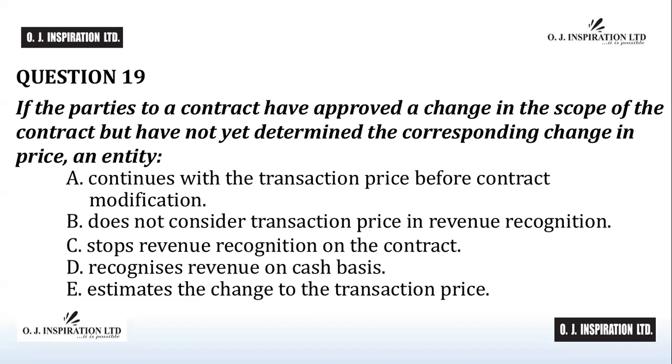Question number 19. If the parties to a contract have approved a change in the scope of the contract, but have not yet determined the corresponding change in price, an entity: A. continues with the transaction price before contract modification. B. does not consider transaction price in revenue recognition. C. stops revenue recognition on the contract. D. recognizes revenue on cash basis. E. estimates the change of the transaction price. 10 seconds gone. 20 seconds gone. Time up.